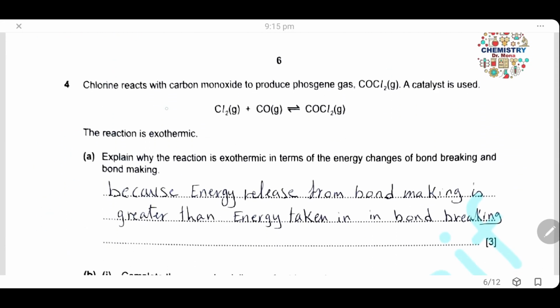Question 4. Chlorine reacts with carbon monoxide to produce phosgene gas. A catalyst is used. This reaction is reversible, where chlorine reacts with carbon monoxide to form phosgene gas. The reaction is exothermic. Explain why the reaction is exothermic in terms of energy change of bond making and bond breaking. Here we have to say in terms of the energy of the bond breaking and bond making. So the reaction is exothermic because the energy released from bond making is greater than the energy taken in bond breaking.